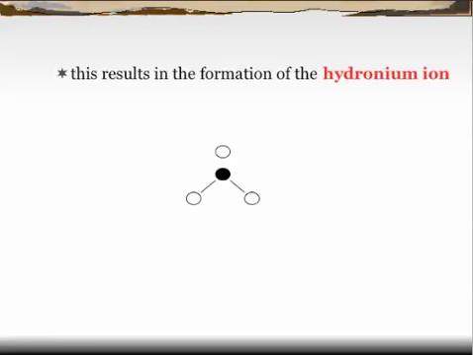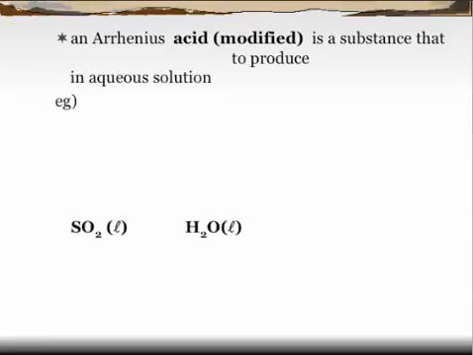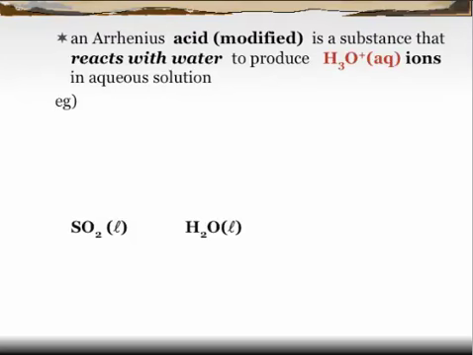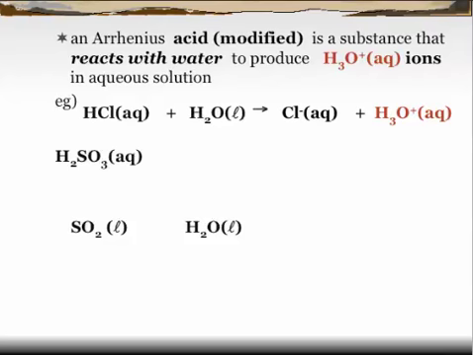So if that is our water, our proton forms a bond here, and it has a positive charge, and it is H3O+. So, a modified Arrhenius acid is a substance that reacts with water to produce hydronium ions in aqueous solution. So, for example, hydrogen chloride plus water will give us the chloride ion and hydronium, whereas H2SO3 plus water gives us HSO3-. So as we see there, the hydrogen is removed and forms hydronium.